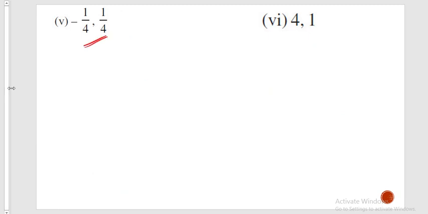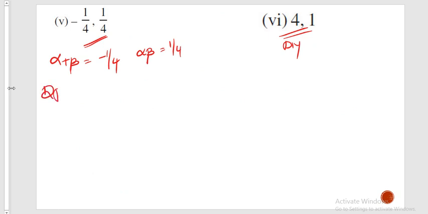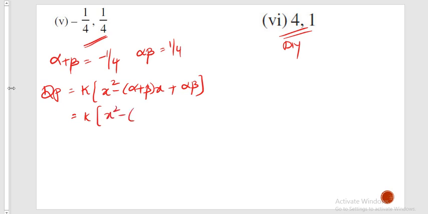Let us see this question, and this one is for you. Now let us see minus 1 by 4 and plus 1 by 4. Alpha plus beta is given as minus 1 by 4. Alpha into beta is given as 1 by 4. Once again, if we recall this formula, we get k times of x square minus of alpha plus beta into x plus alpha beta. When I substitute, k times of x square minus of minus 1 by 4 into x plus 1 by 4. Now to get it in proper order, what am I going to do?